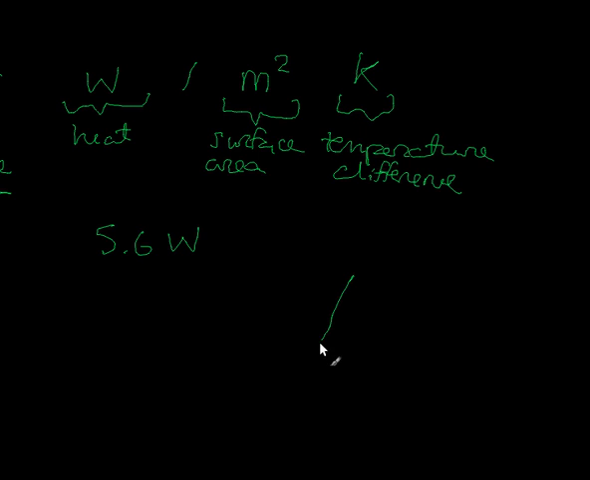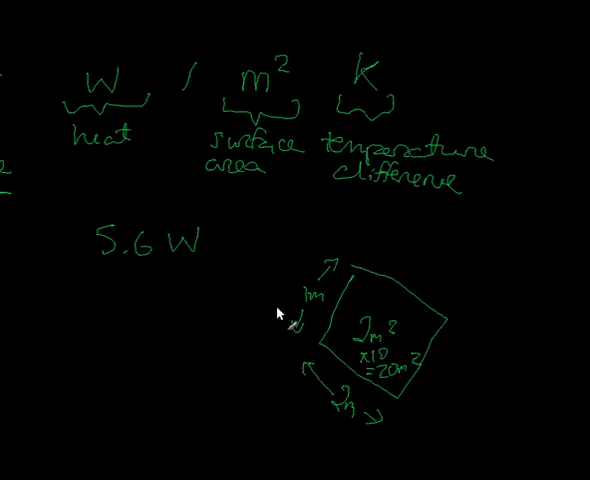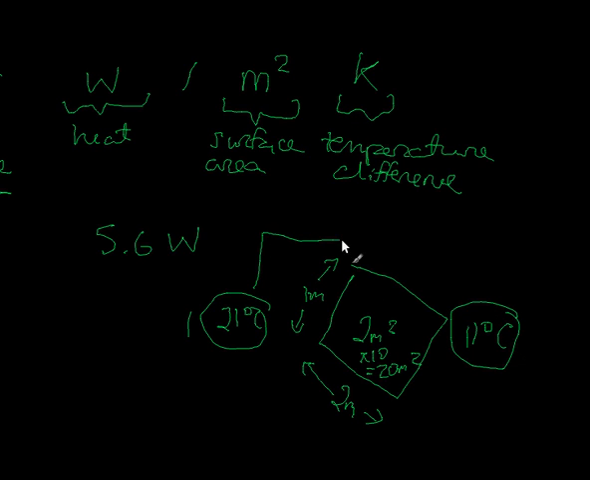Now let's take our window, and let's say it's 1 meter tall and 2 meters wide. So that's a surface area of 2 meters squared. And let's say we have 10 windows in our house. That's 20 meters squared. Let's say inside the house the temperature is 21 degrees Celsius, and we have a thermostat to make sure it stays at 21 degrees Celsius. And the outside temperature, say it's a mild day, is 11 degrees Celsius. So the temperature difference here is 10 degrees.